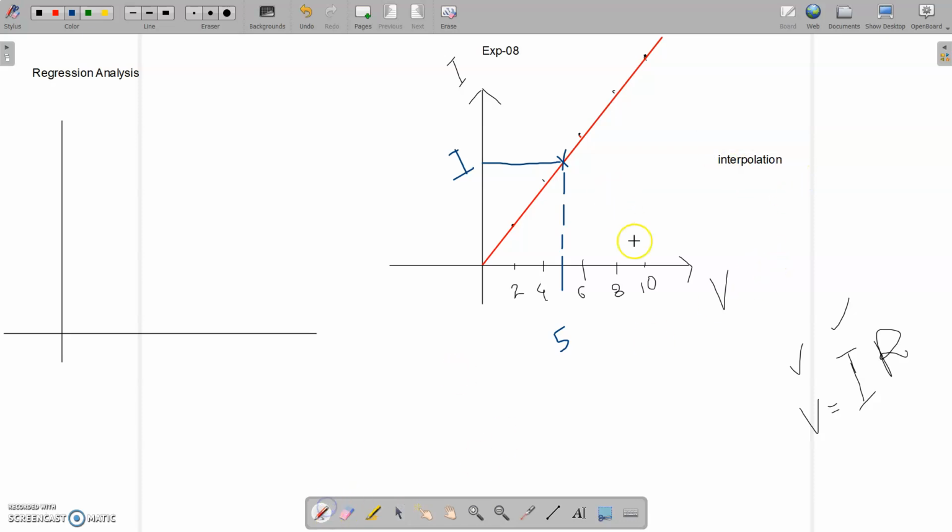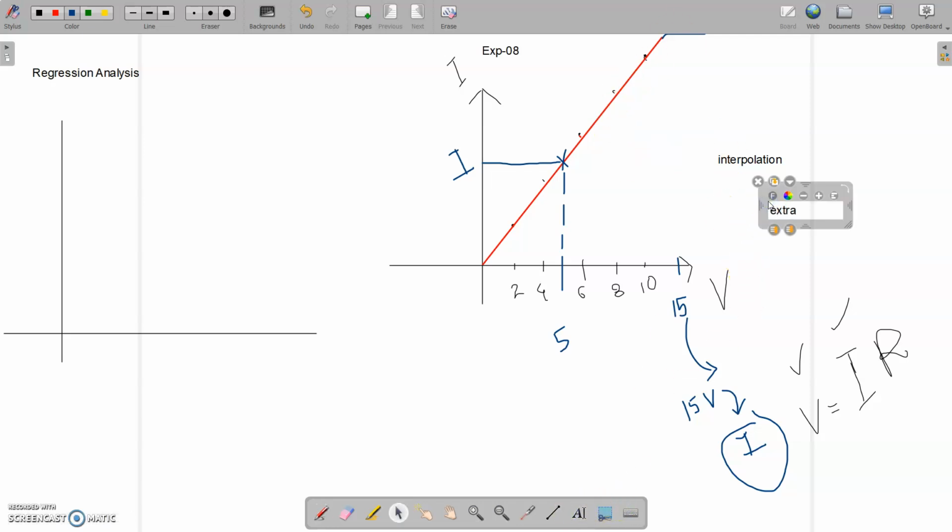Now again, say you calculated up to 10, and you want to estimate what the value of the current should be for 15 volt. Through this line, if you extend the line outside, you can get a point here, and from that point you can estimate the current for 15 volt. You extend the line. This is called extrapolation.